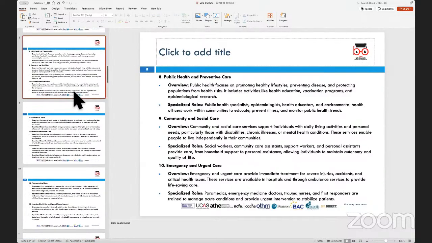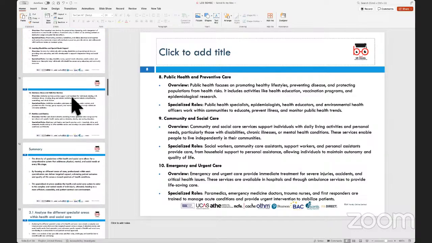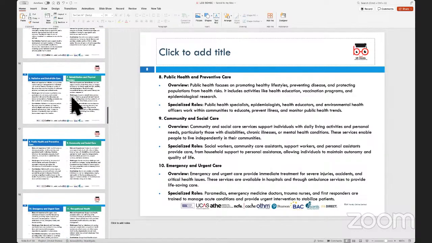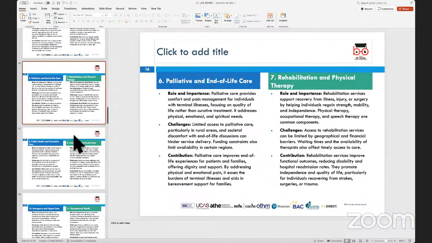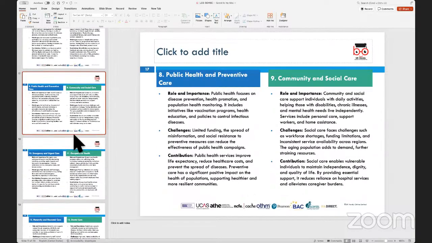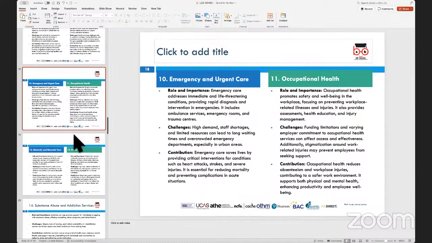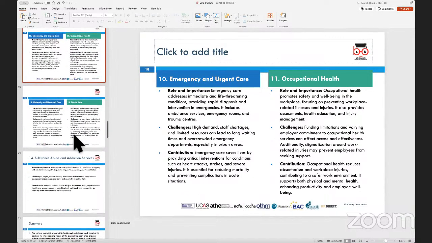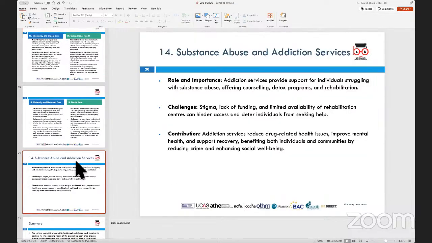slide 8 onwards. So I've gone into a bit of detailing here so that you understand all the different specialisms from a point of view of what is the specialism, what is the role and importance, what are the challenges they face, and who are the set of individuals who will provide that service is being detailed out in these slides. So these are all the different types that I would suggest that we need to cover in the first assessment criteria, which is analyze different specialist areas within health and social care.